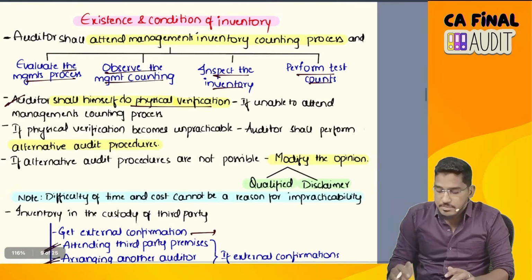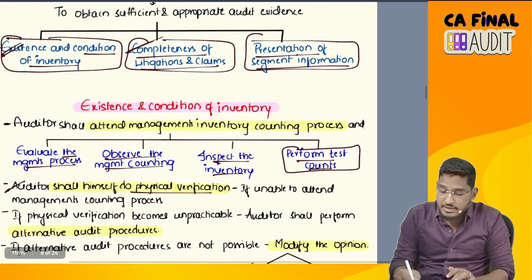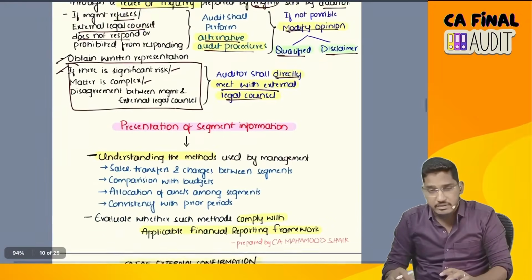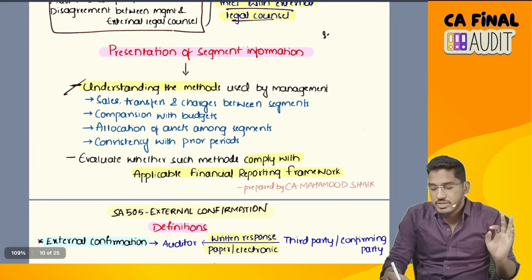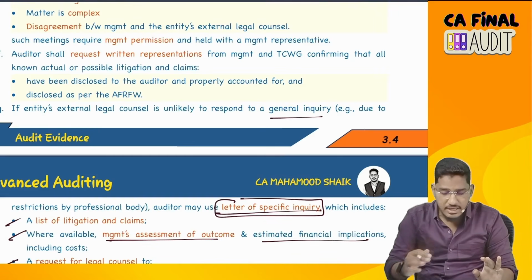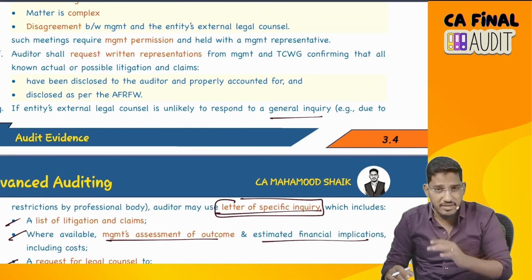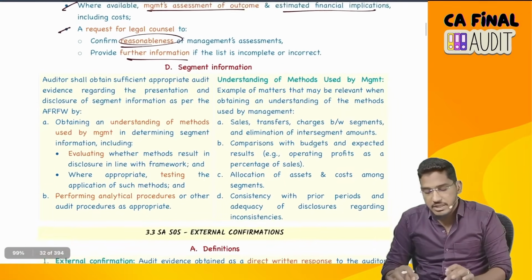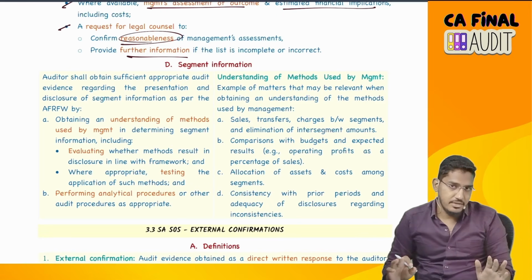Now let us come to the last part regarding which the standard is giving guidance: how to obtain audit evidence regarding presentation of segment information. What can we do to obtain evidence regarding segment information? It is very simple. When it comes to segment information, we have accounting standards. If Ind AS is applicable, we have a dedicated Ind AS. If accounting standards are applicable, we have a dedicated AS. Simply, we need to check whether the requirements of the applicable financial reporting framework are complied with or not. That's it. Why?